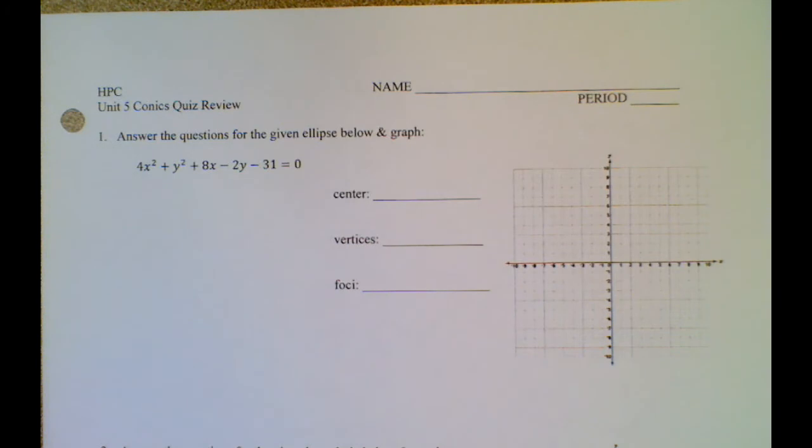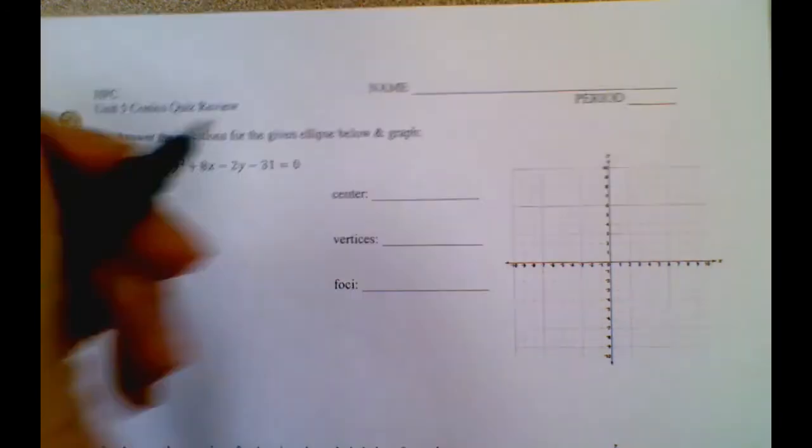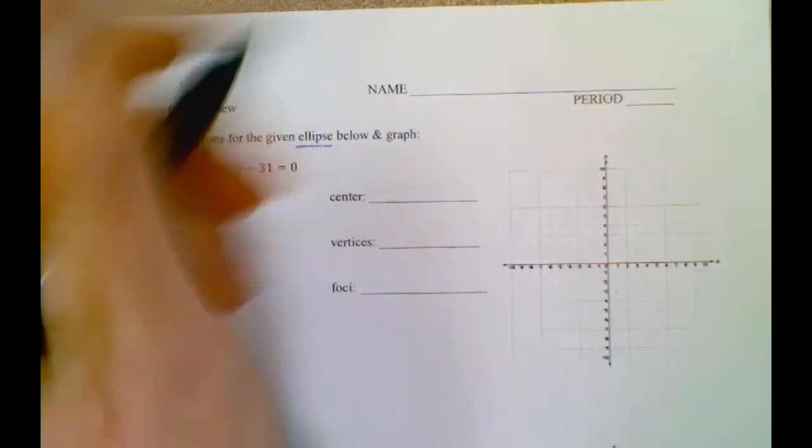Alrighty, so the directions say answer the questions for the given ellipse below and graph. So, going to have out my formula sheet so we can answer this. So I know that it's an ellipse because the directions say that, okay?